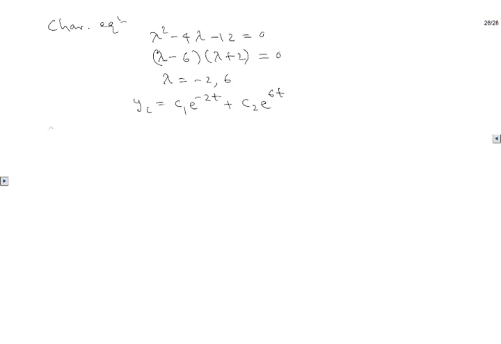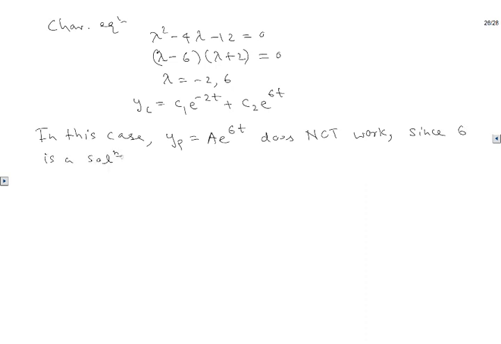So in this case, y_p equal a e to the 6t does not work, since 6 is a solution to the characteristic equation, and a e to the 6t is a solution to the homogeneous equation.